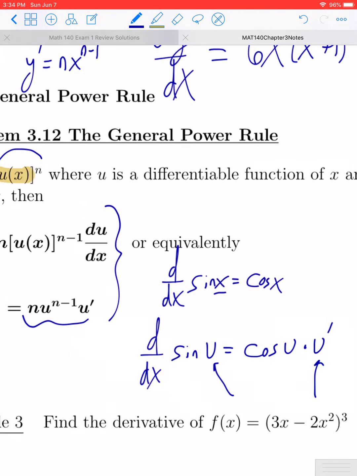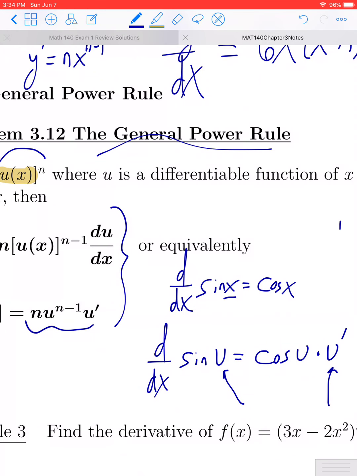So not only can we generalize our power rule, we're actually able to generalize any of the basic derivative rules that we've learned up to this point.